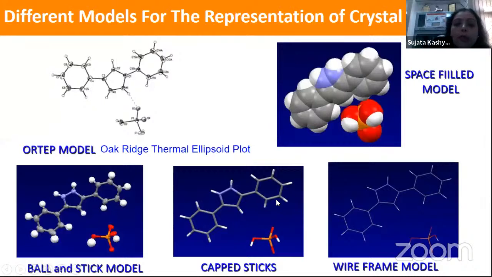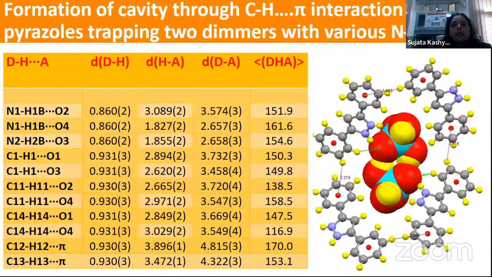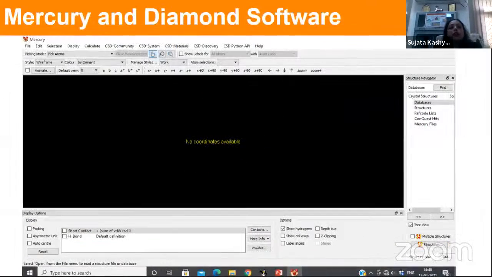Then comes capped sticks, where all the atoms as well as the bonds are depicted in the form of sticks. And then the wireframe model. The most important model is the ORTEP model, that is Oak Ridge Thermal Ellipsoid Plot. If we write a paper, most reviewers want your structure in this ORTEP model, because if there is any error in your structure, the structure itself shows how much error is there. So we were talking about Mercury.